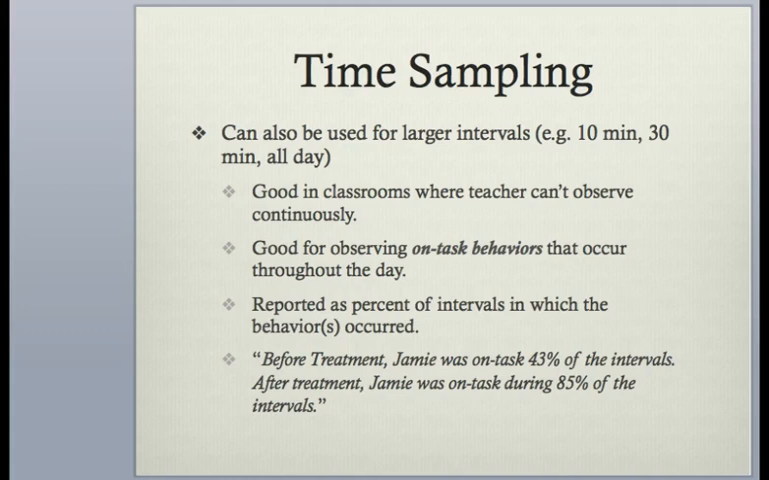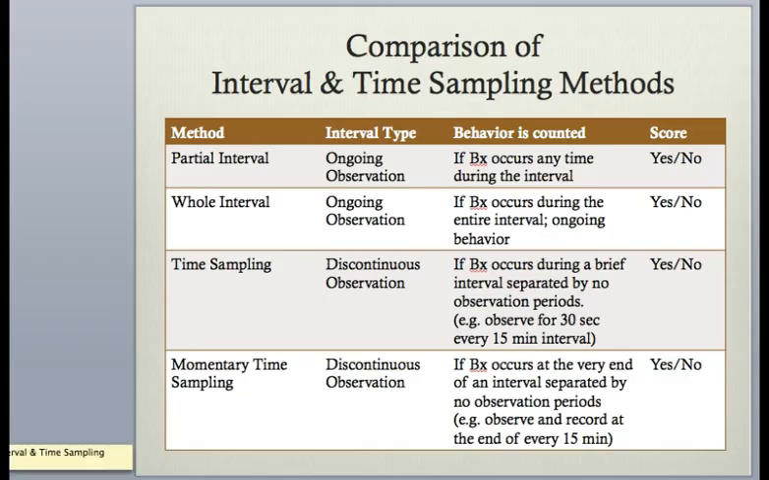All right. So here's just a direct comparison of interval and time sampling methods and how they're similar and how they're different. So we have partial interval, whole interval, time sampling, and momentary time sampling. And we're going to look at the type of interval or the type of observation that goes on, whether or not the behavior is counted, and what the score is. So notice that for all of these, the recording, I'll start over here on the far right, the score is either a yes or a no.